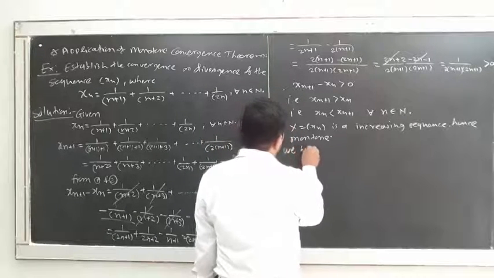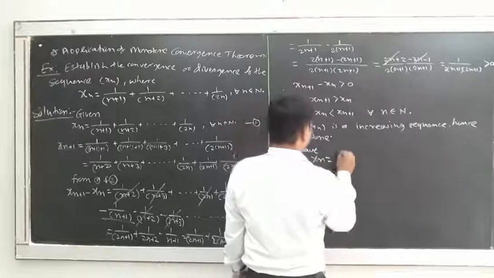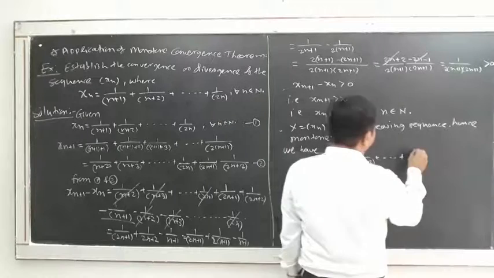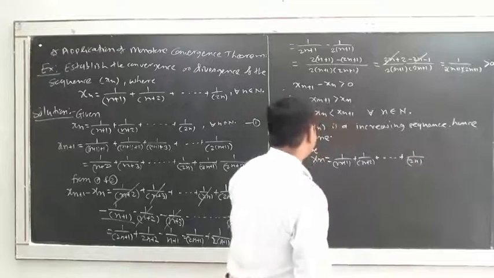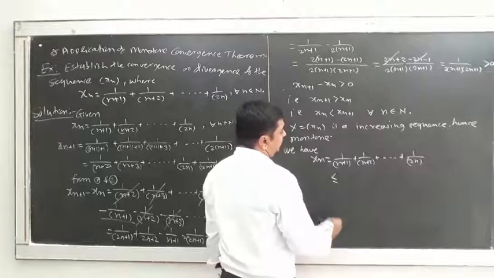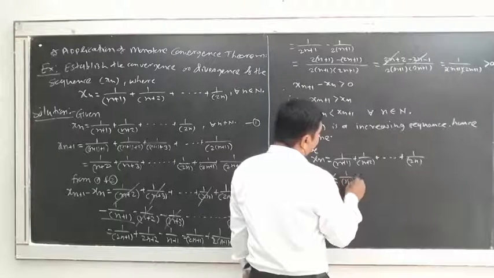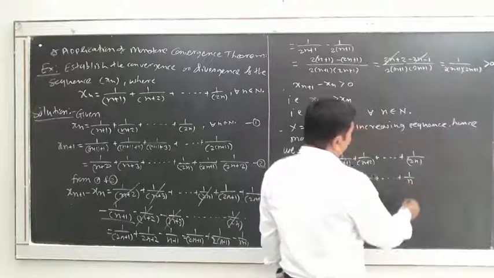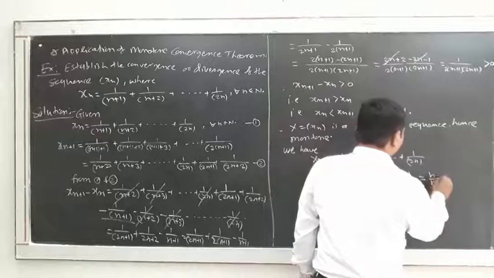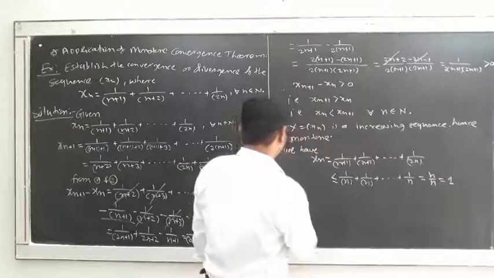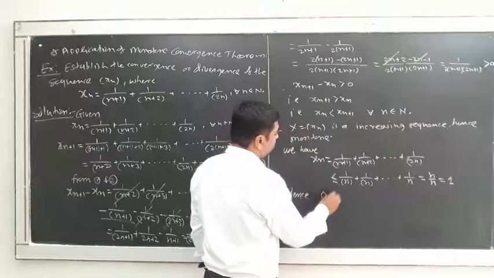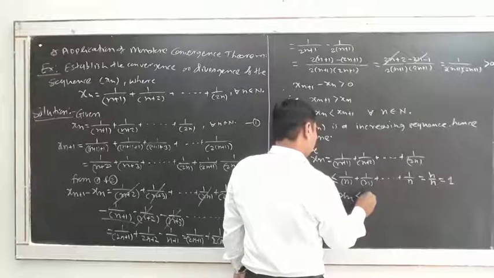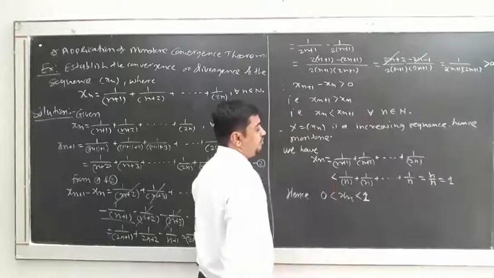We have xn is equal to 1 upon n plus 1 plus 1 upon n plus 2 plus and so on up to 1 upon 2n. And we can say that it is less than or equal to 1 upon n plus 1 upon n plus and so on, 1 upon n, which is equal to n upon n, it is equal to 1. And hence we can write 0 is less than xn is strictly less than 1.